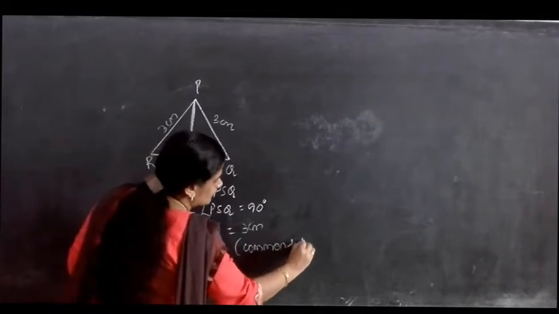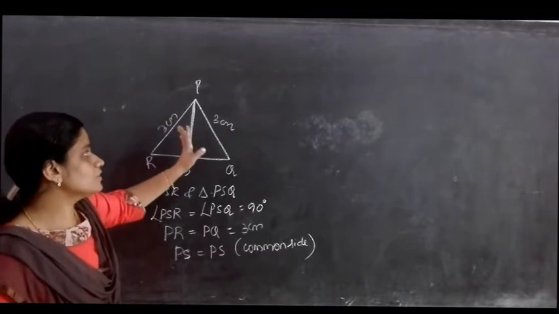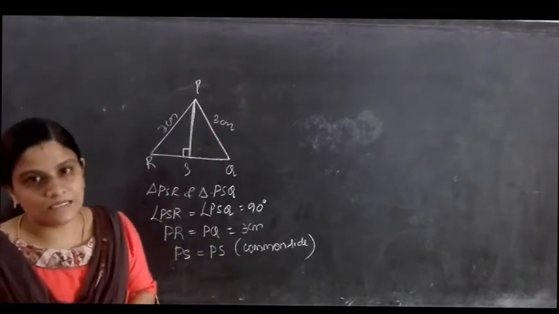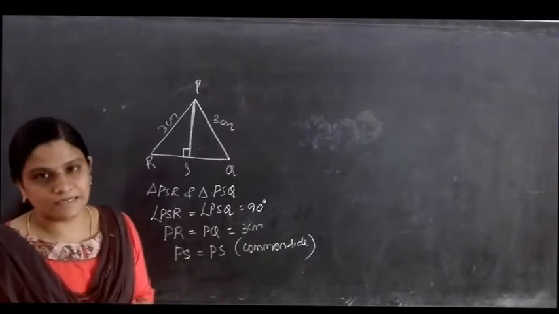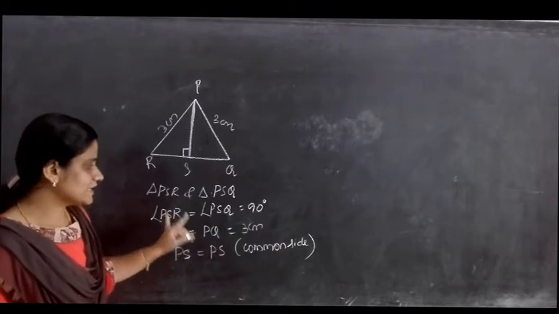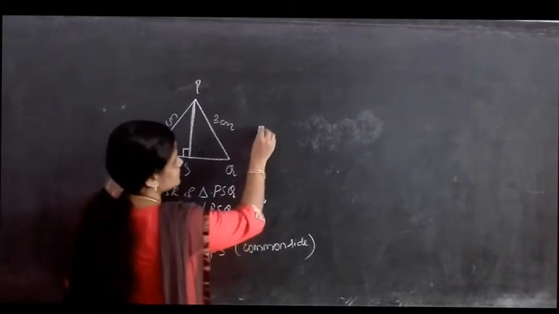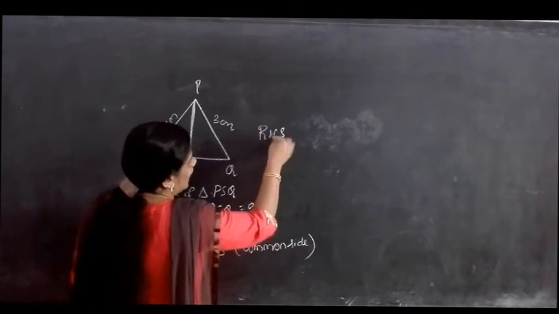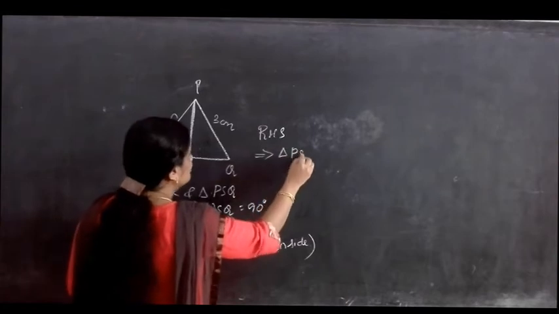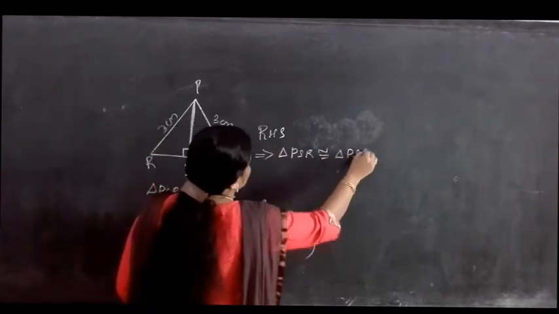Is that clear? PS is equal to PS, as both triangles have the side PS, so those sides are equal, which means they are the common side. So we got right angle, hypotenuse equal, and one side equal. Therefore, by the RHS congruence rule, we can tell triangle PSR is congruent to triangle PSQ.